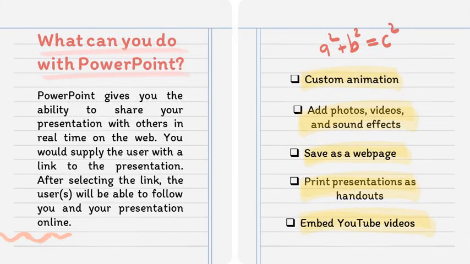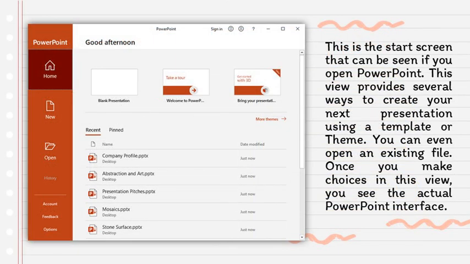So what can you do with PowerPoint? PowerPoint gives you the ability to share your presentation with others in real time on the web. You would supply the user with a link to the presentation. After selecting the link, the user or users will be able to follow you and your presentation online. You can use custom animation, add photos, videos, and sound effects, save as a web page, print presentation as handouts, and embed YouTube videos.